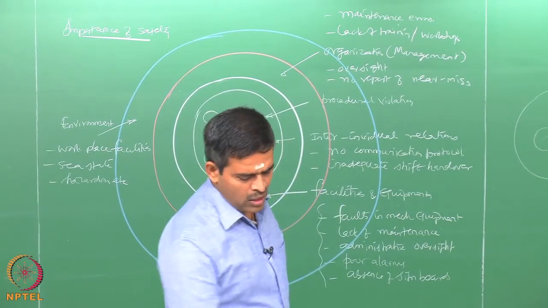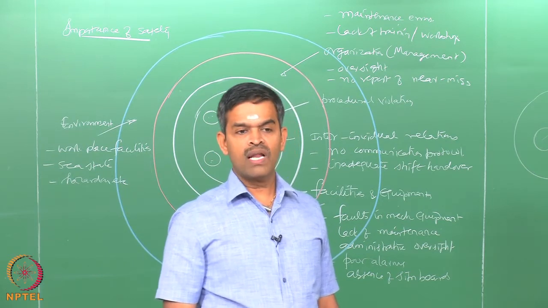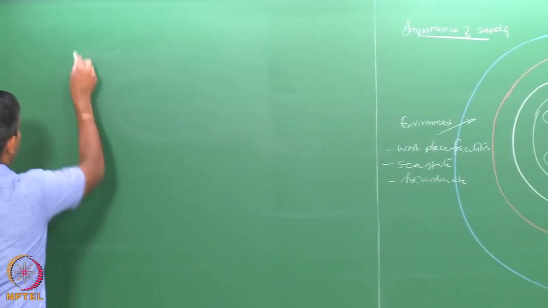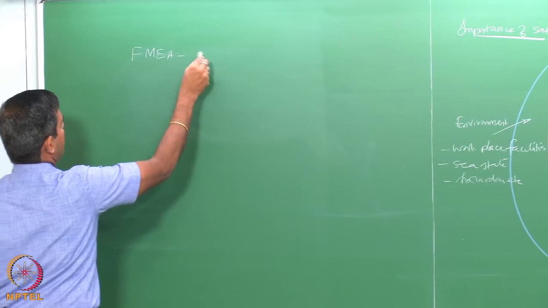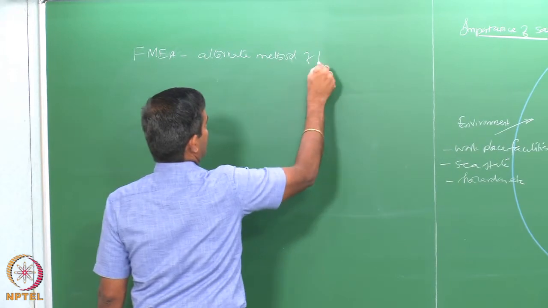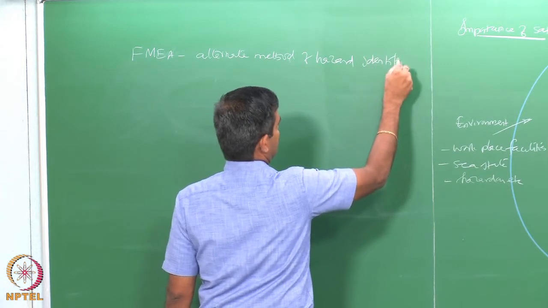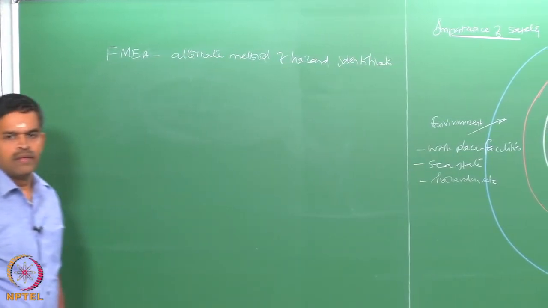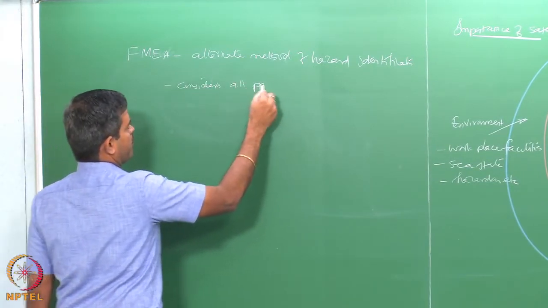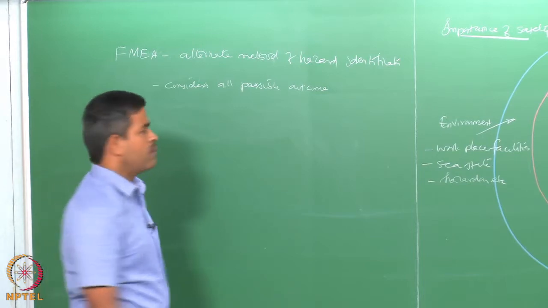Having said this, let us now discuss an important tool for doing hazard analysis in terms of qualitative methods, where I am going to assess the faults in a mechanical system at the design stage. FMEA is actually an alternate method of hazard assessment, or hazard identification, we should say. This method considers all possible outcomes from failure modes.